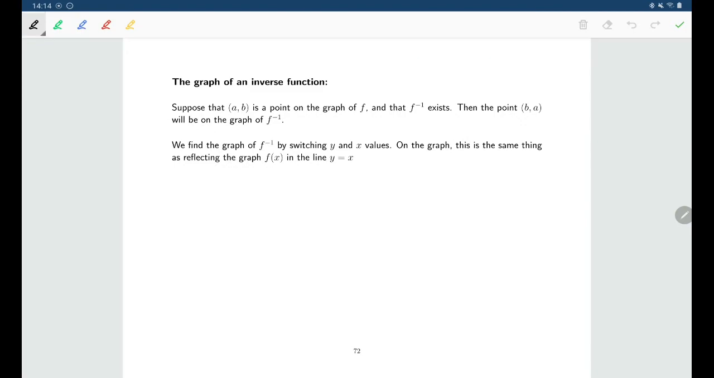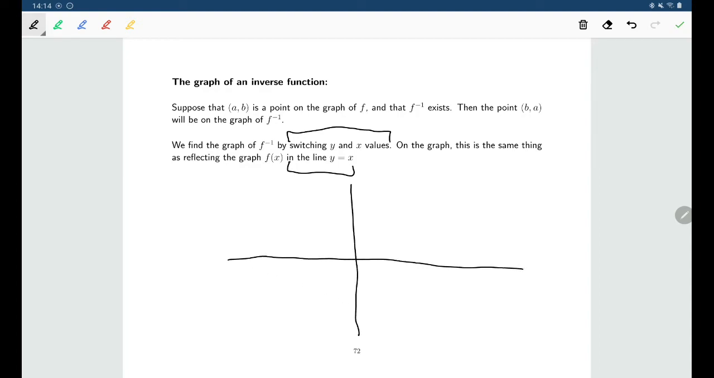Now there's one other little thing that I mentioned here, that this business of switching x and y values is really the same thing as reflecting your graph in the line y equals x. So one thing that you will see is that if you're graphing a function and its inverse, that's the same thing as taking whatever you have for your graph of f and reflecting it in that dashed line.